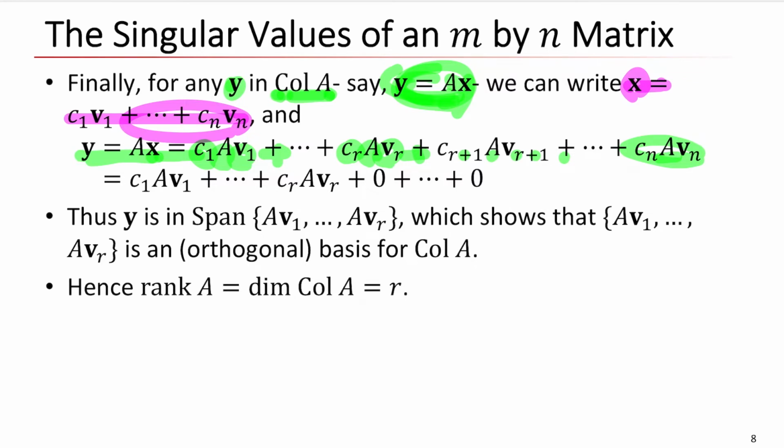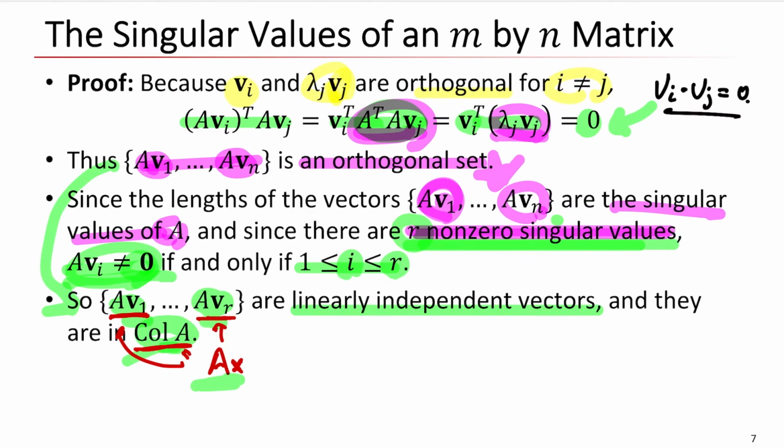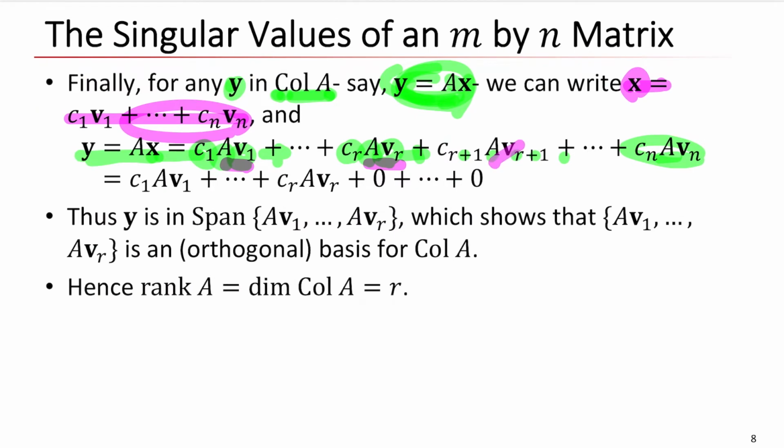Actually, we already know that Av1 through Avr are not equal to 0, because there are r non-zero singular values, but after that, the terms are zero values. So those terms will be zero here. So finally, y can be rewritten as c1 Av1 plus ... plus cr Avr plus 0 plus 0 plus 0. Okay.